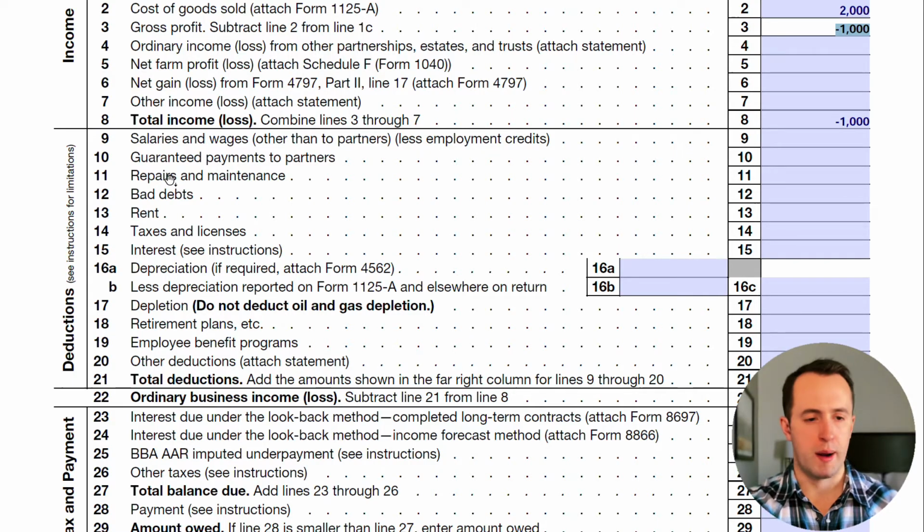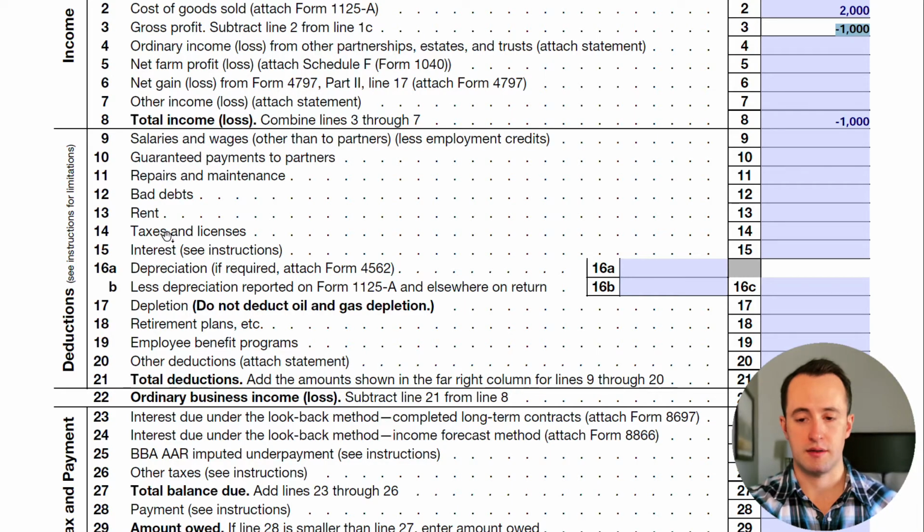Repairs and maintenance on properties, bad debts, so if you have a debt that you know you're never going to get paid for, you can write it off here. Rent, if you're working out of your home, it's not applicable. There are the small at-home office deductions, but that's going to be on your personal tax return, not on a business tax return. This only applies if you're renting out an actual business space outside of your home.